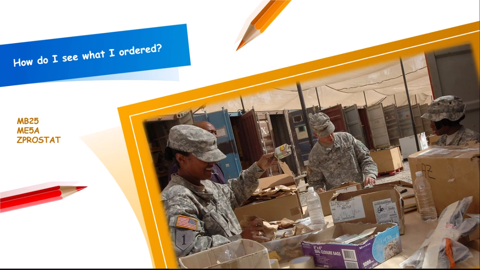MB25 can be used to see all of your reservations in the system. Anytime you place an item on order in the system, whether it's operational basic load or your shortages, a reservation number is assigned to it, and you can see all of your reservations in MB25.